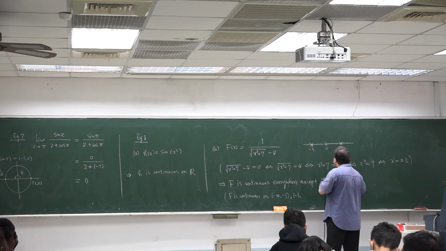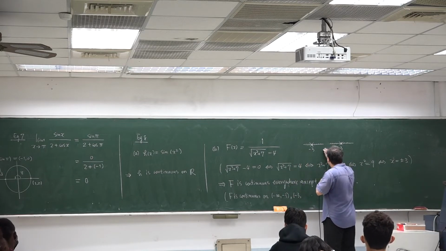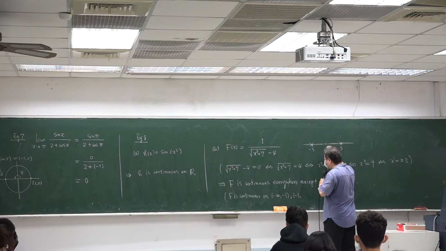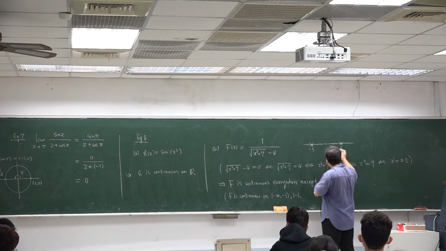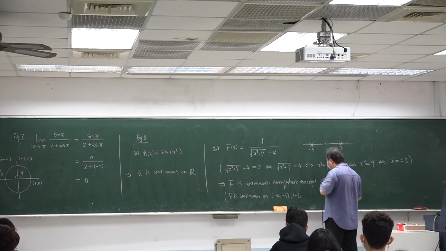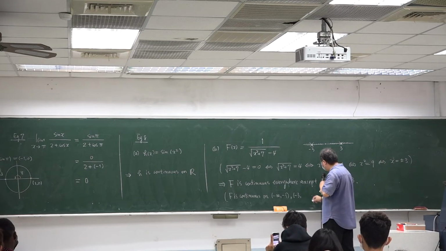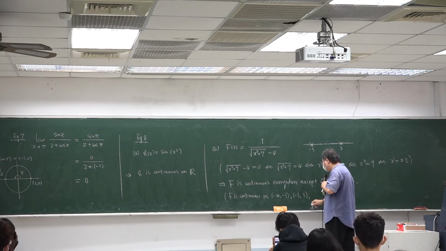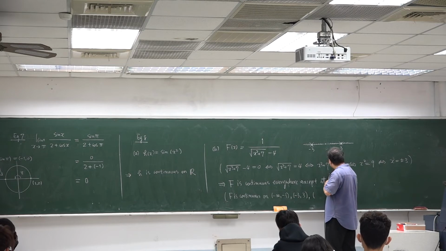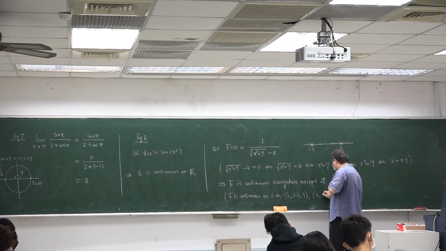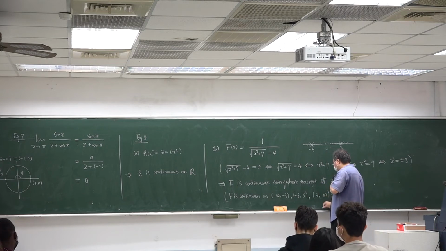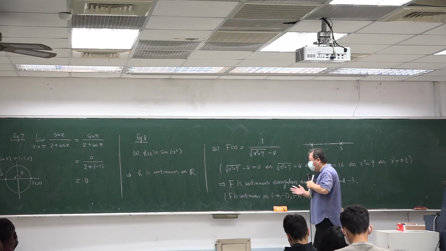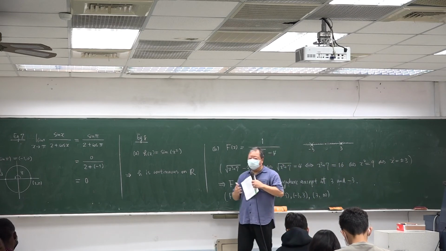Oh, sorry. It's 0, it's in its domain. So only 3 open intervals. One is bounded, the other 2 are unbounded. Or finite or infinite intervals. Bounded or unbounded.